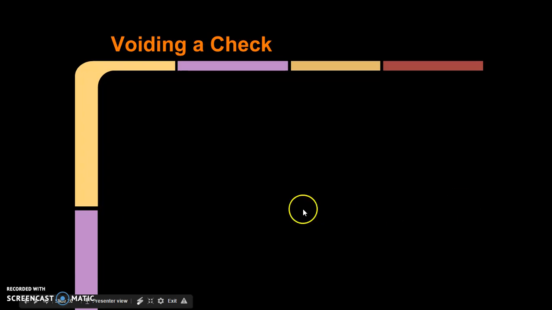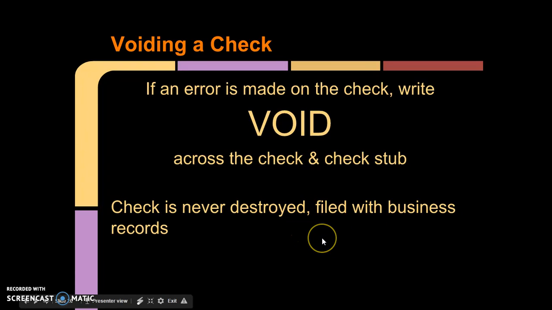Voiding a check. If a check is written in error, you must write void on the check across the check and check stub. Check is never destroyed. It is filed with business records. This is very, very important to do if you are going to try and stop payment on a check. Make sure that you void it and follow these steps.